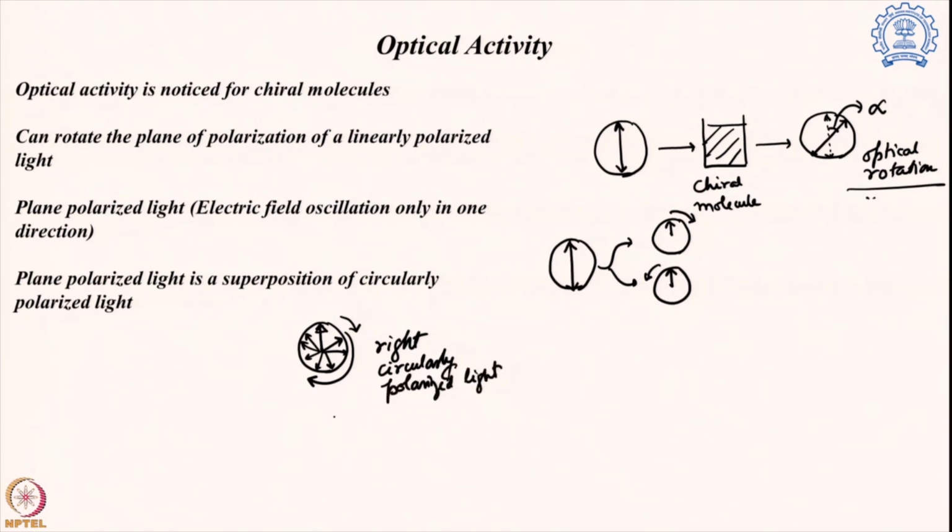On the other hand, there will be another component which rotates on the left hand side. Like this, this, this, and so on, which can again be shown over here in the form of this. Now this one will be called the left hand circularly polarized light.